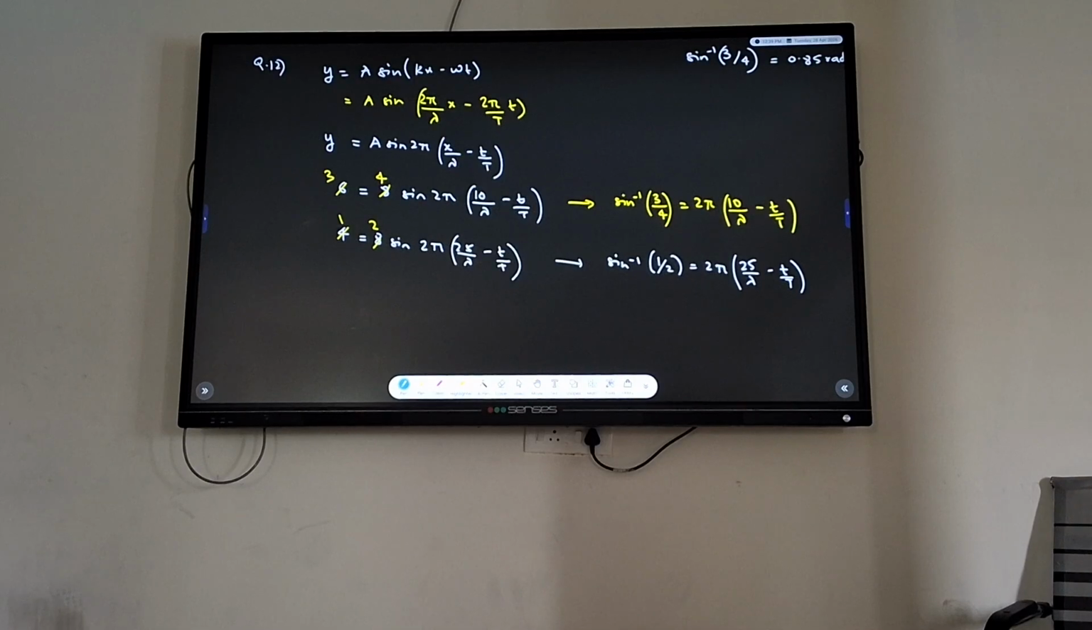What is the value of wavelength? Very good. Maybe you will get lambda negative, because if I take omega t minus kx, then lambda will be positive. Okay, no problem. You tell me what is the magnitude of x.